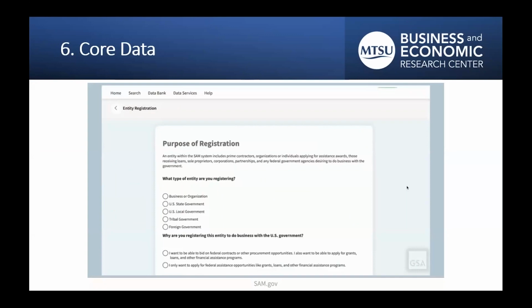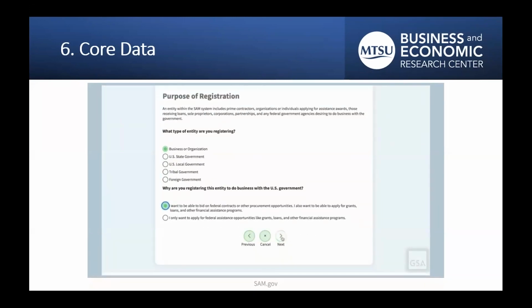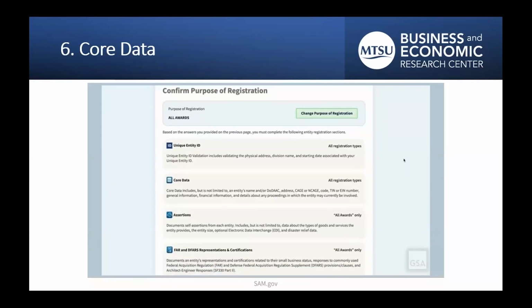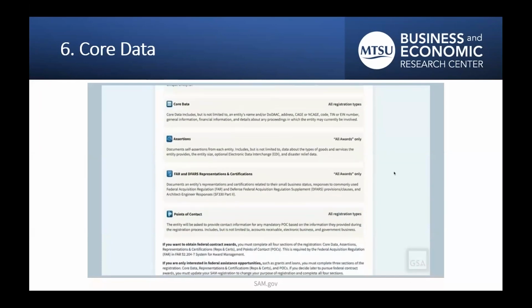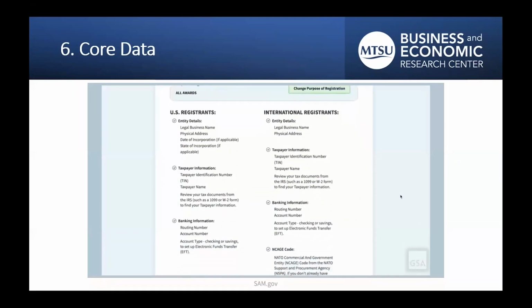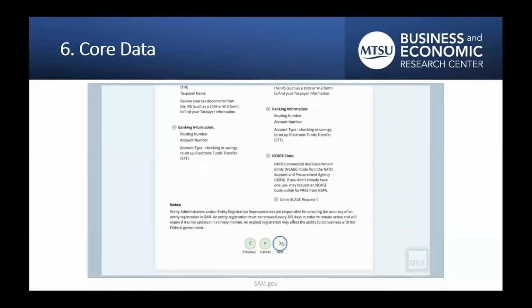Select your entity type and why you are registering. To bid on federal contracts and apply for grants and loans, or only to apply for grants and loans. Confirm your purpose of registration on the next page. Review what entity information you will be required to provide in order to register. Then continue your registration.